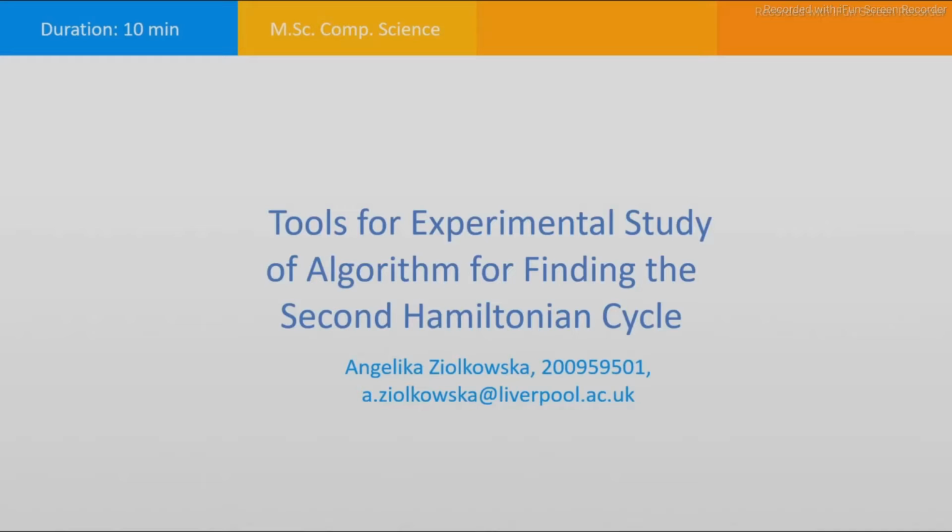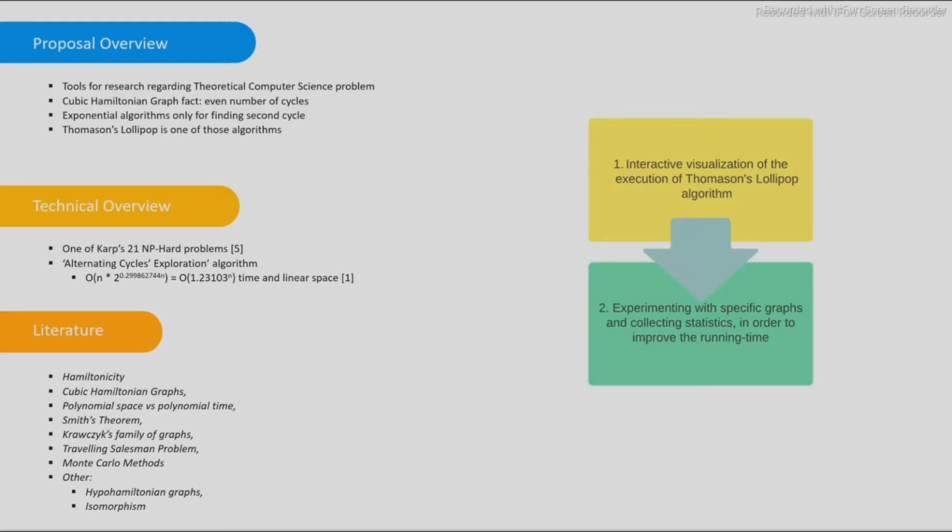So this project is called Tools for Experimental Study of Algorithm for Finding the Second Hamiltonian Cycle. So let's go over the proposal overview.